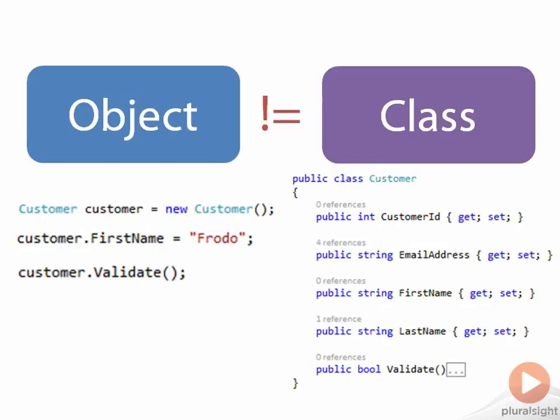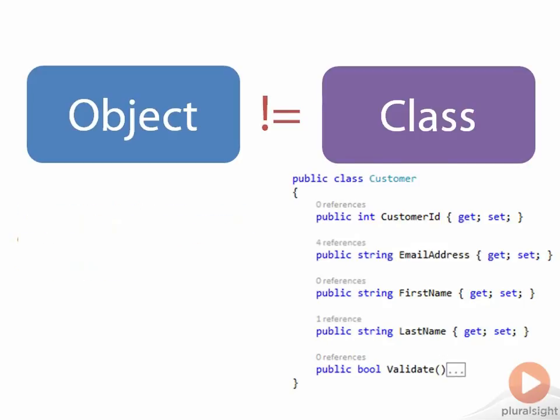Objects only exist at runtime. When the application terminates, the object is gone. Any object state is gone unless it was stored somewhere, such as in a database. But the class still exists because the class is defined in the code.